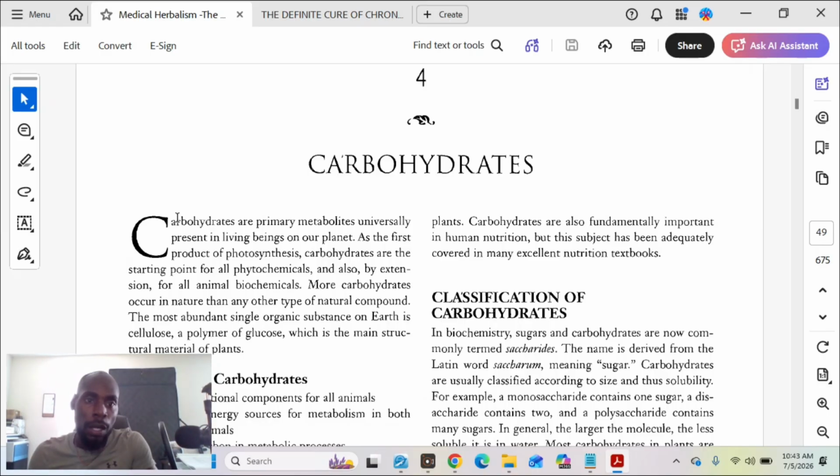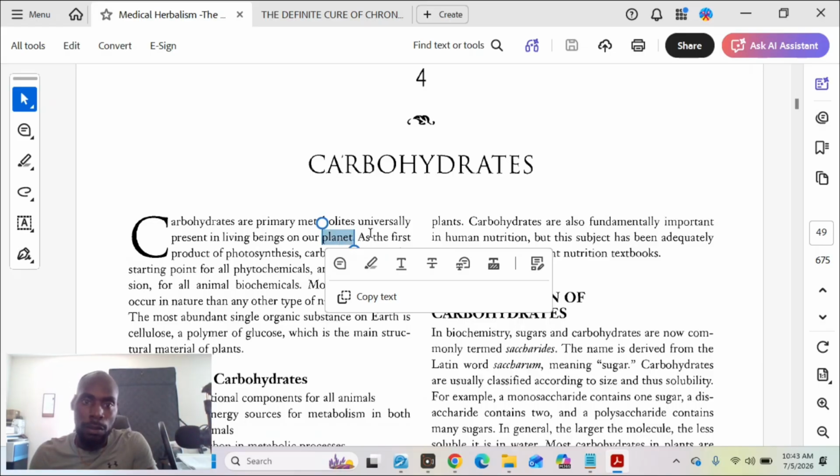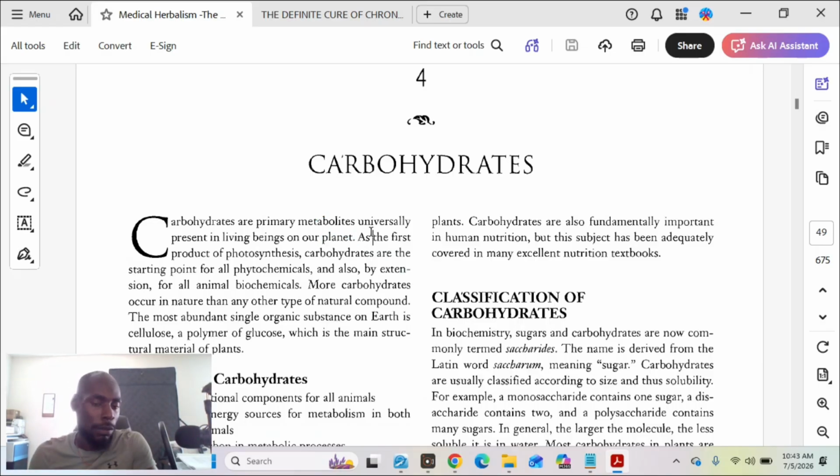Carbohydrates are primary metabolites universally present in living beings on our Earth. I don't believe in the planet thing, but if that rocks your boat, that rocks your boat. As the first product of photosynthesis, carbohydrates are the starting point for all phytochemicals and also by extension for all animal biochemicals.